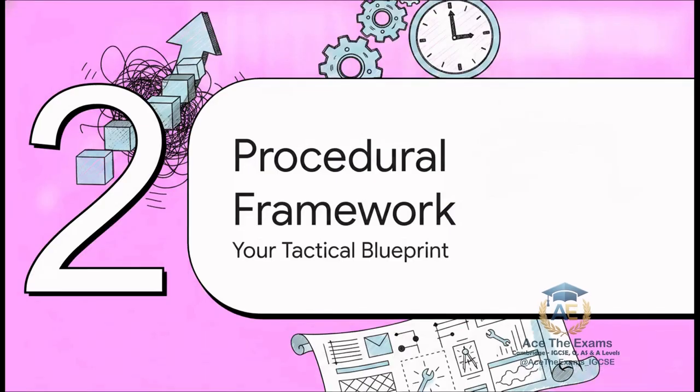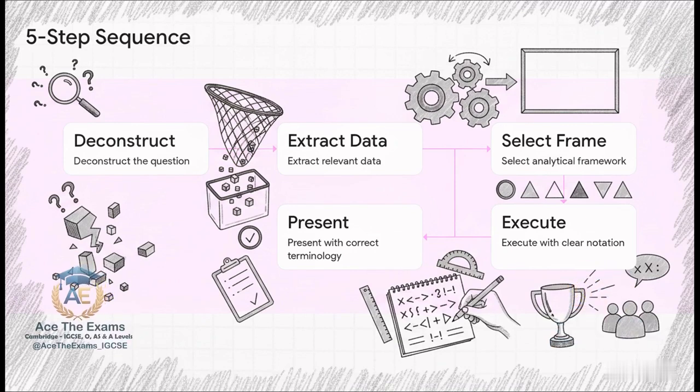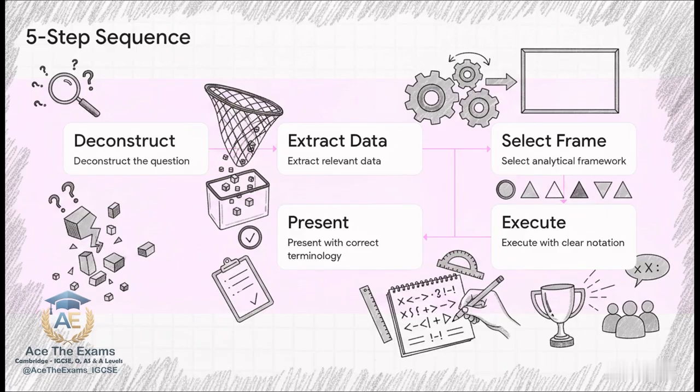Moving right along to Section 2, the procedural framework. Consider this your tactical blueprint. So how do we actually do this in the exam? Well, this framework builds into a super reliable system. In fact, here is the exact 5-step standardized sequence that top candidates use to systematically process information without panicking.